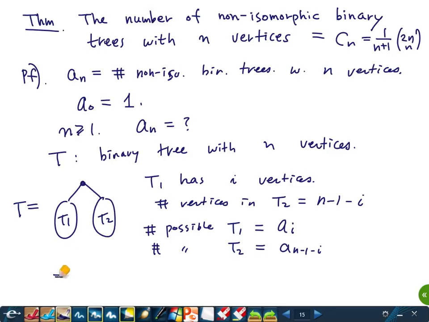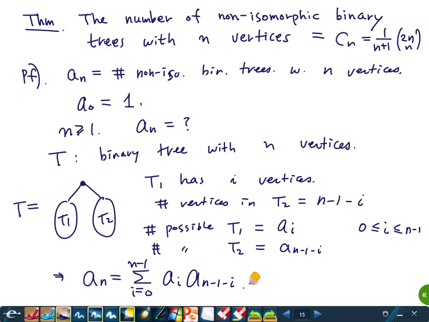Then what happens? i can be which number? i could be 0 because this may not have a left child. So i is from 0 to at most n minus 1, because you cannot have n because of the root vertex. That means an is equal to the summation over i from 0 to n minus 1 of the number of possible T1, which is ai, times the number of possible T2, a n minus 1 minus i. So it has the same recurrence relation as Cn, and of course the same initial condition. That means an must be equal to Cn. And this is a proof of the fact that the number of non-isomorphic binary trees with n vertices is equal to Cn.